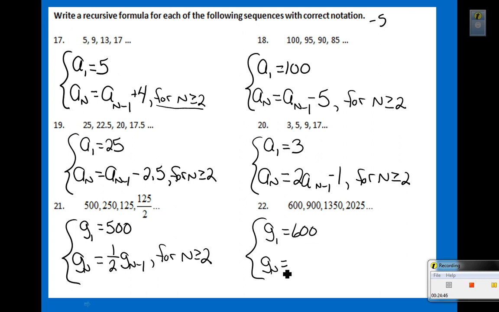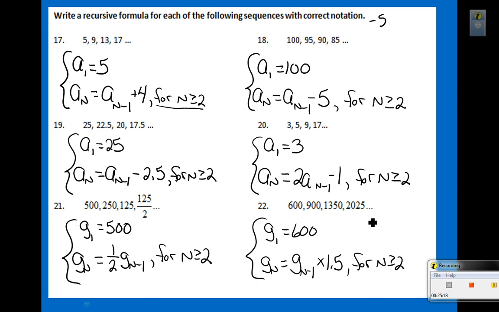G sub n equals... And notice, somebody in class usually gets this. Notice that the next term is the previous term plus half of it. Like 600 and half of 600, which is 300, would give me 900. Half of 900 is 450, plus 900 is 1350. So it's the previous term times 1.5 for n greater than or equal to 2.